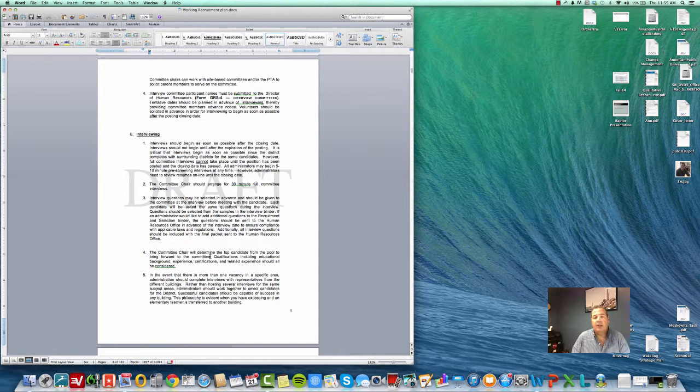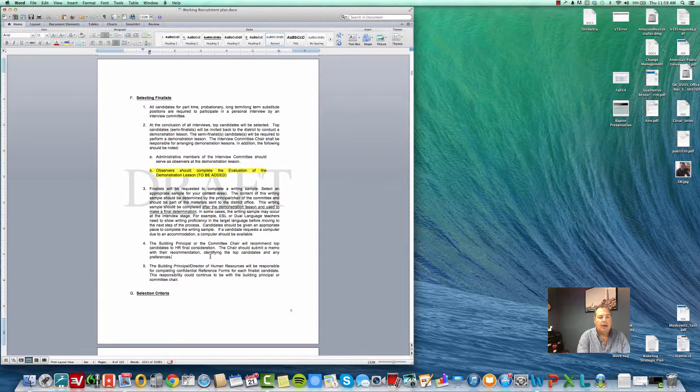If we have a vacancy that's in multiple buildings, what we're going to consider doing is having a shared committee which will address both vacancies at the same time. Let me take you through some of the other highlights of this in terms of selecting finalists. We'll have to have a demonstration lesson. We would like at the district office to see some of this information, and there are forms in there for that.